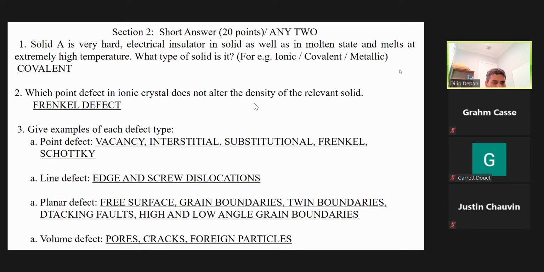The second question was, which point defect in an ionic crystal does not alter the density? We have been talking about this, it's a Frenkel defect. And for the third question, give examples of each type of defect. I know that we talked about different types of defects, but even if you gave just one example, I'm giving you full credit for that. And for section 1 and section 2, I asked specifically, please, if you have time, do all of them.